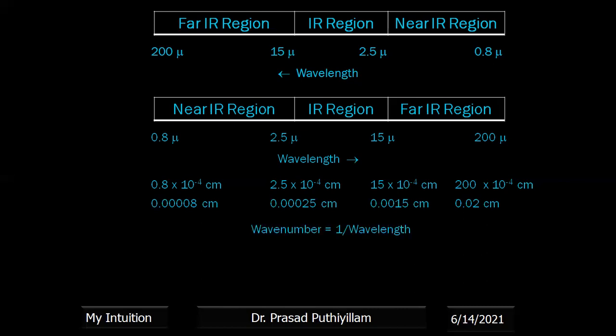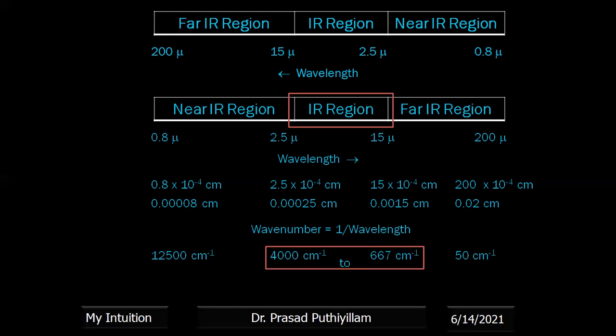Okay, now this is in wavelength. Usually in IR spectroscopy, we measure in terms of wave number, which is 1 upon wavelength. Here we took the wavelength in centimeter, therefore 1 upon centimeter becomes centimeter inverse. That means we get the value in centimeter inverse: 12,500 centimeter inverse for the near infrared region, up to 4,000 centimeter inverse, then 667 centimeter inverse, and 50 centimeter inverse. That means the IR region we are discussing in IR spectroscopy consists of 4,000 centimeter inverse to 667 centimeter inverse.